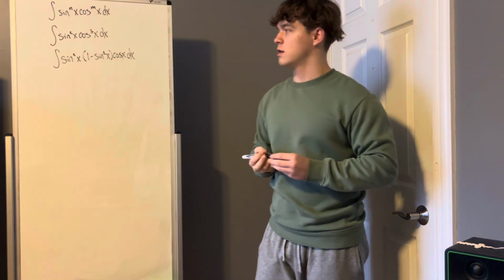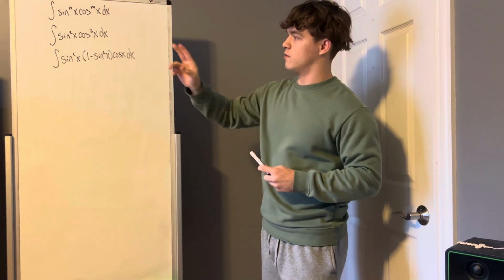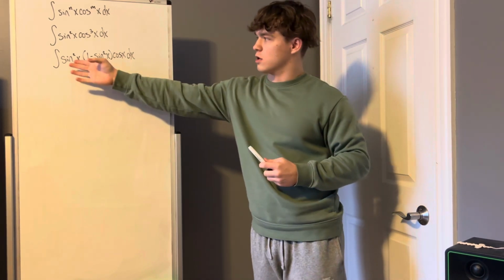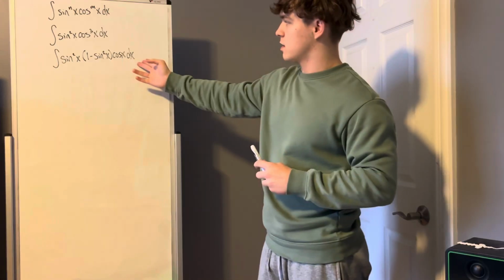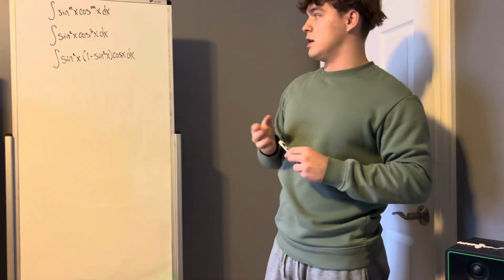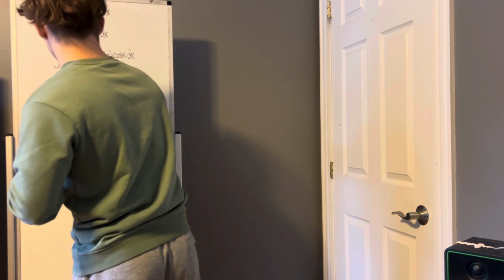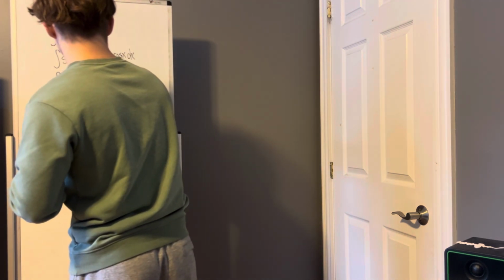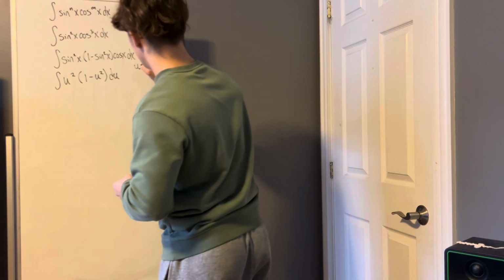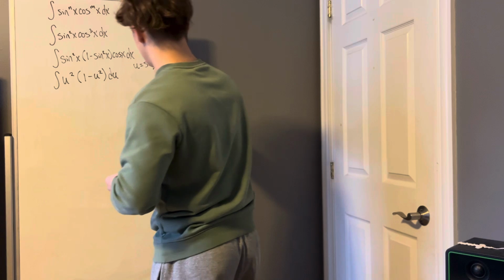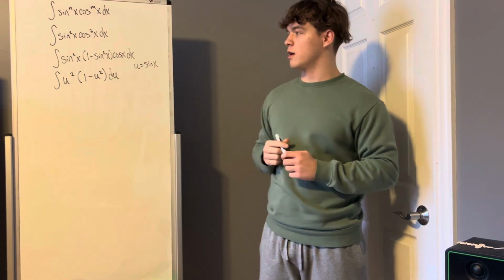So we get this. Now we know the derivative of sine is cosine, so if we have just one cosine, we can use our sine as u and our cosine dx as our du. So what we'll get is the integral of u squared times 1 minus u squared du, where u equals sine x. Of course, du would equal cos x dx because we replaced it right here.